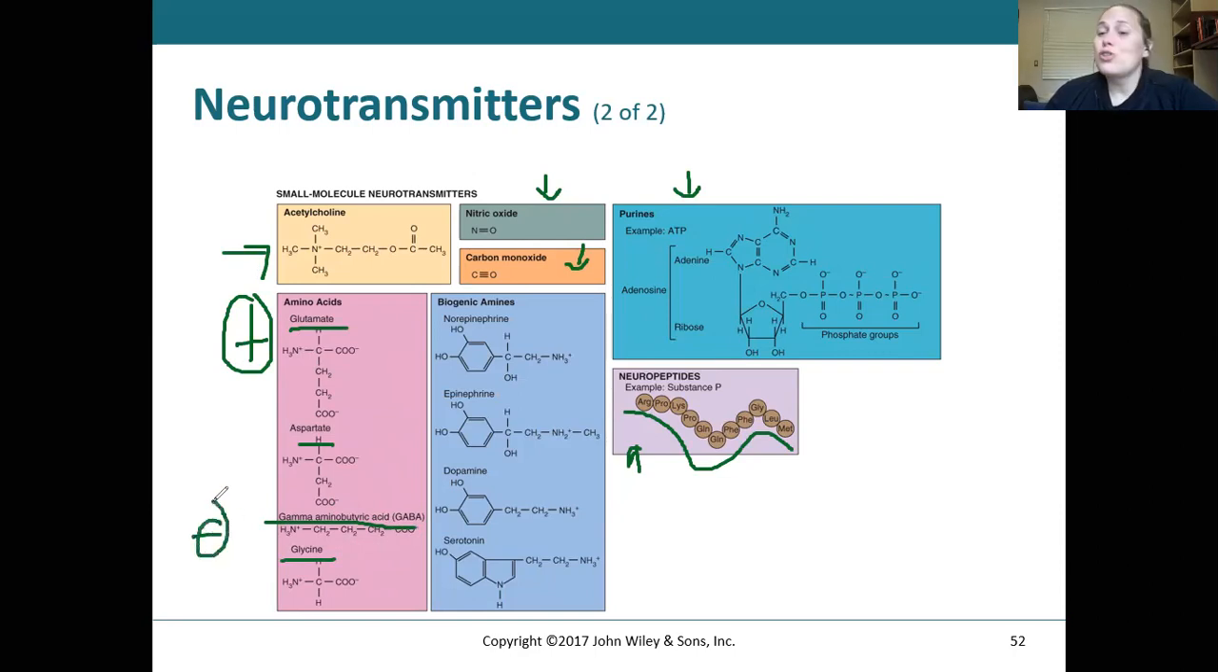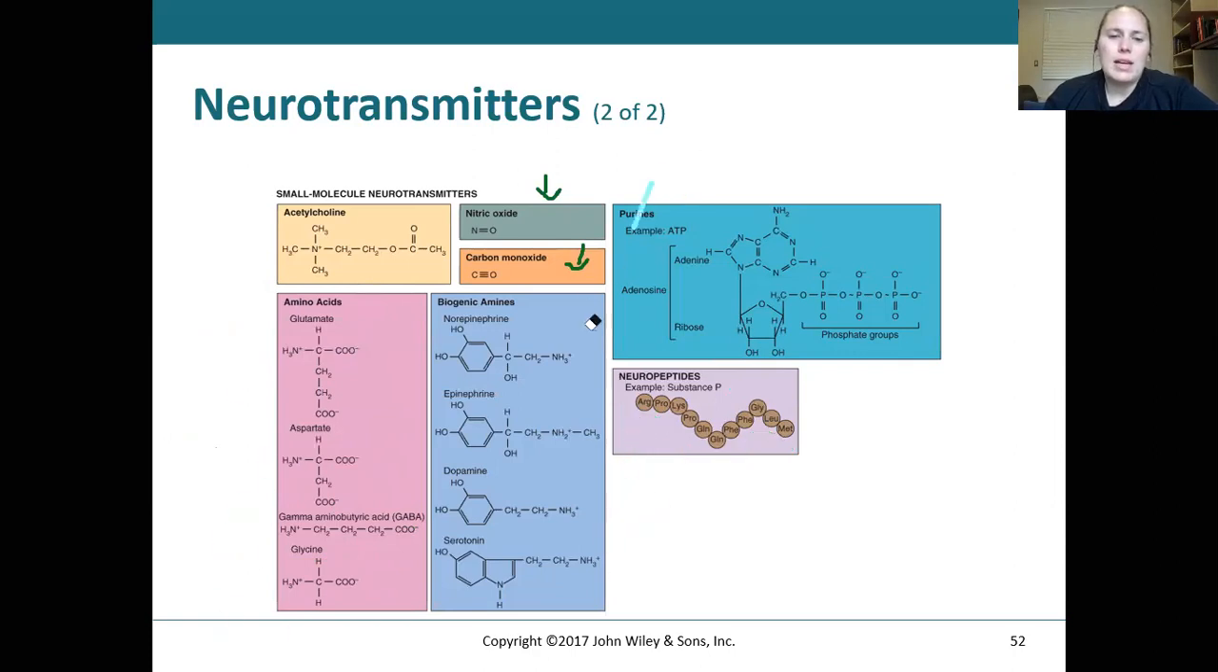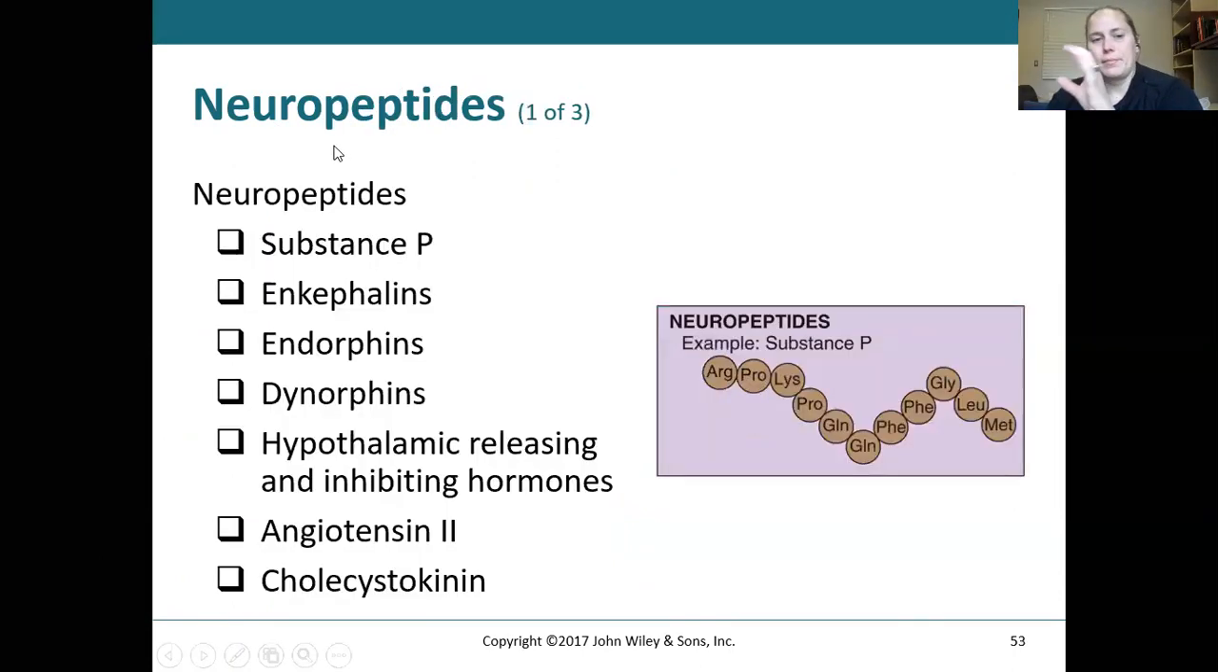GABA is the major inhibitory neurotransmitter. So if GABA was the brakes, glutamate would be the gas. Glycine is also a neurotransmitter. It is also an inhibitory neurotransmitter. It puts on the brakes, but probably not as much in the central nervous system as GABA.